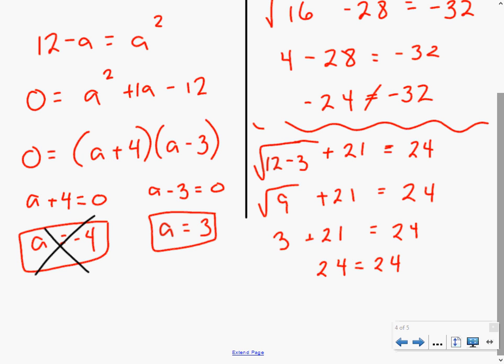Just cross it out. If both of these solutions had been extraneous, then we would have said there is no solution.